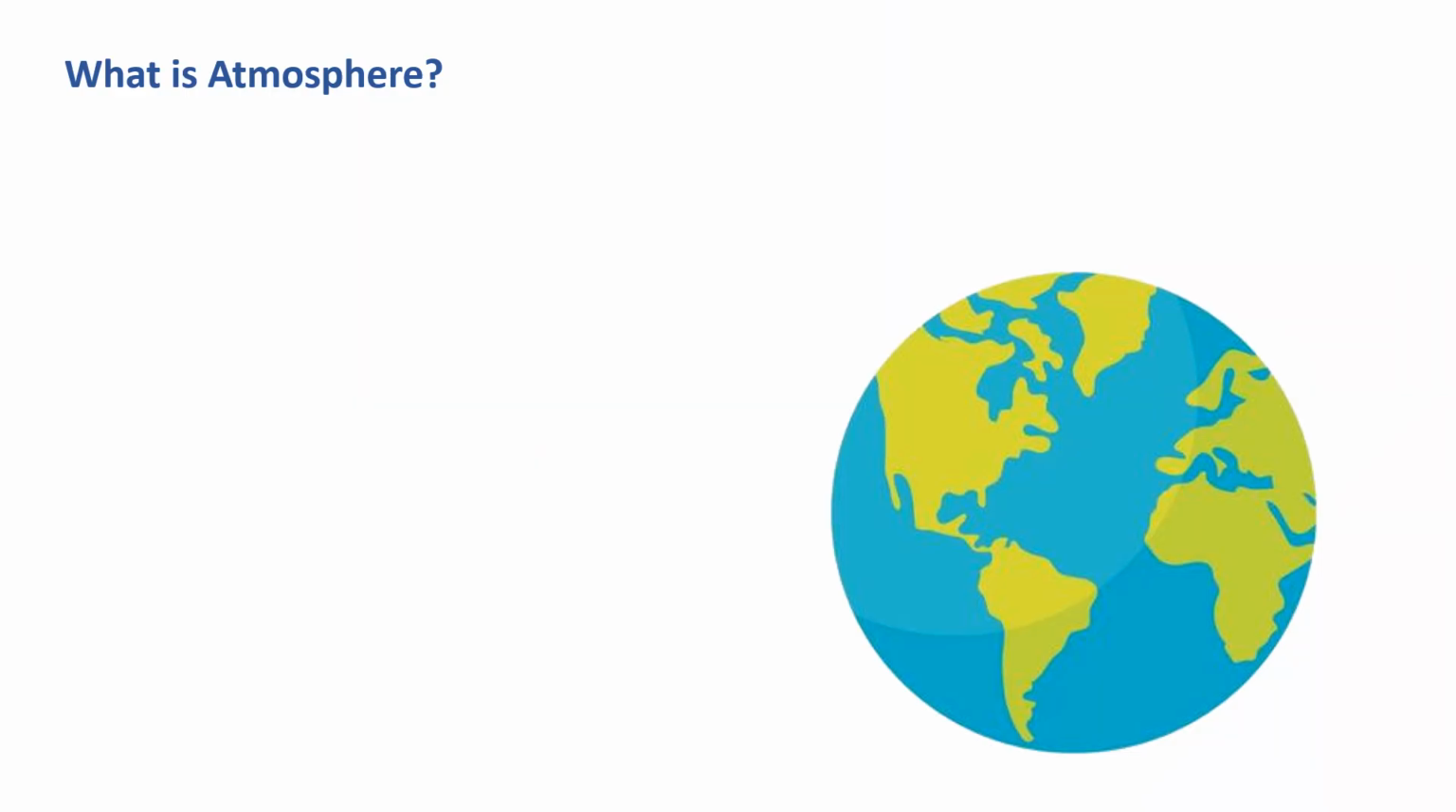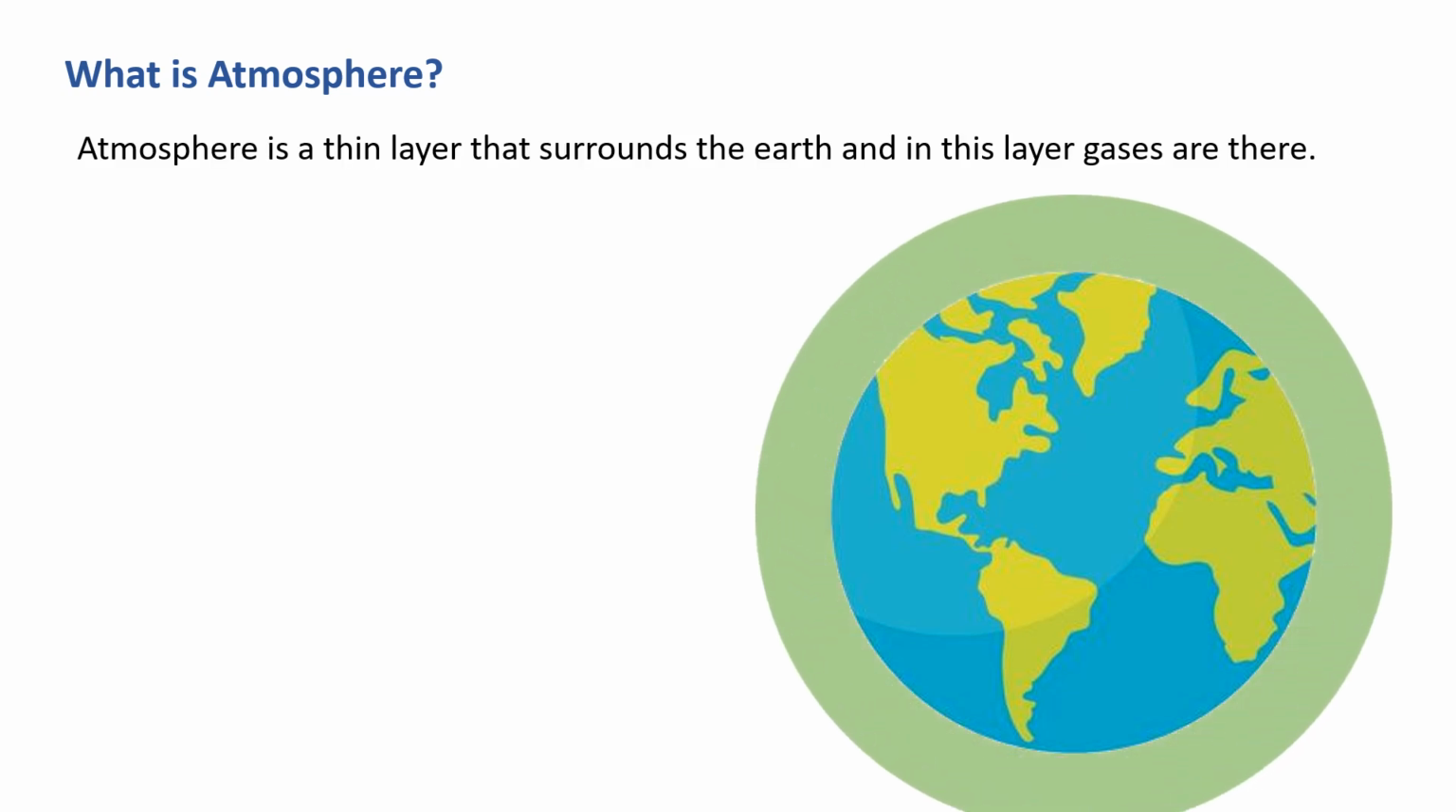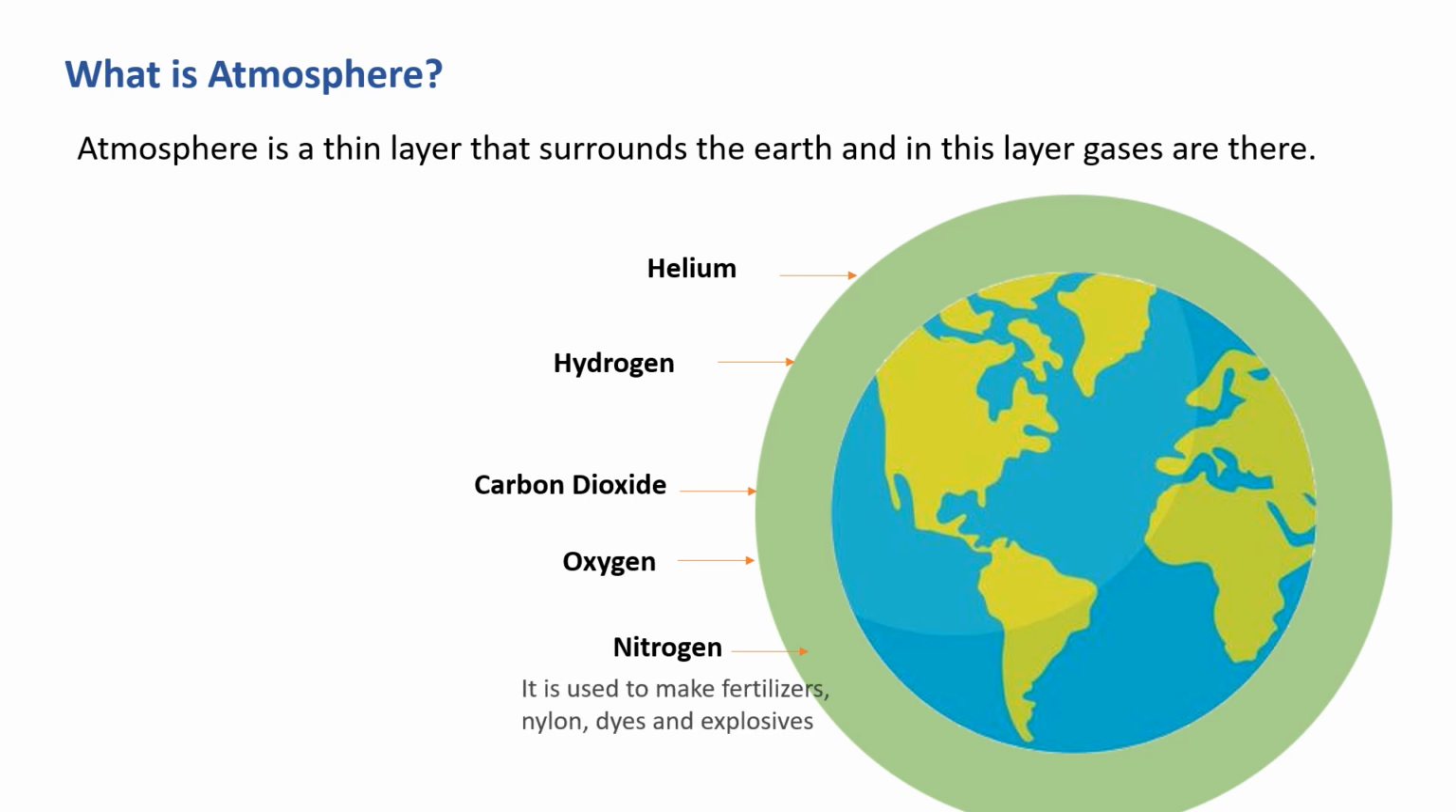First, we'll understand what the atmosphere is. The atmosphere is a thin layer that surrounds the Earth. In this layer, many gases are present, like nitrogen, oxygen, carbon dioxide, hydrogen, helium, and many more. We'll discuss one by one the use of these gases. Nitrogen is basically used to make fertilizers, nylons, dyes, and explosives.